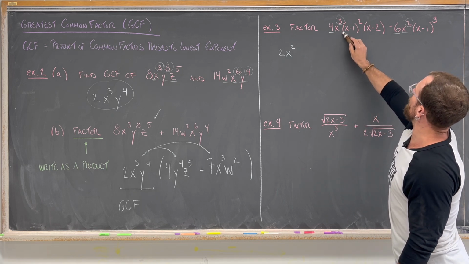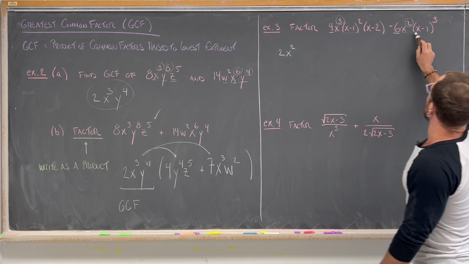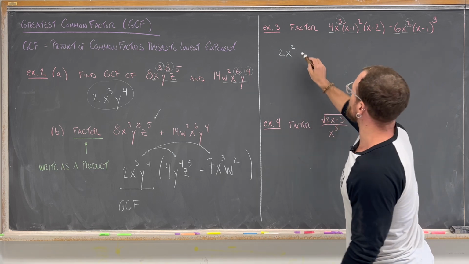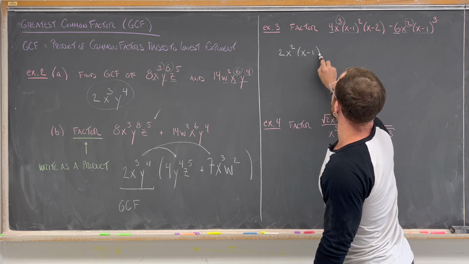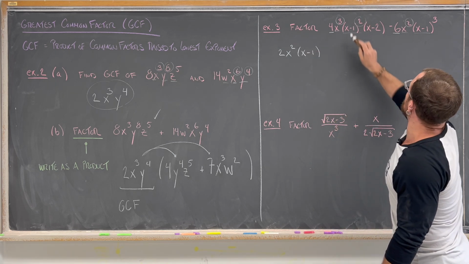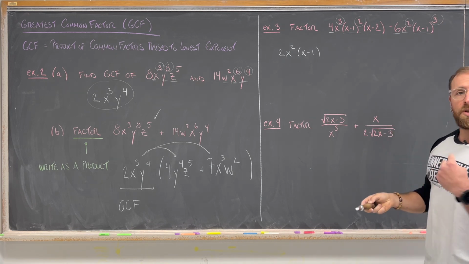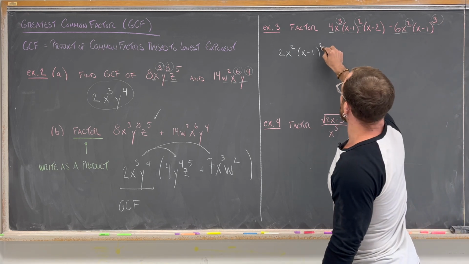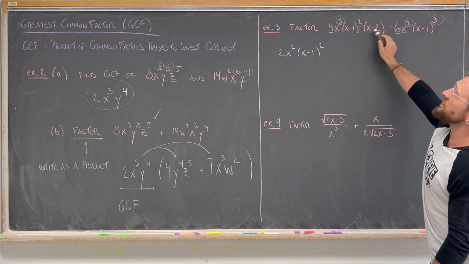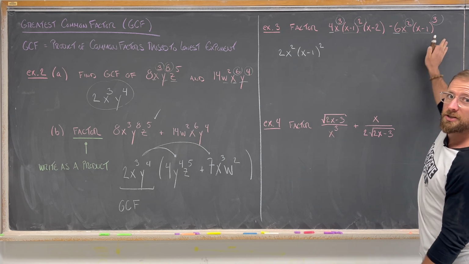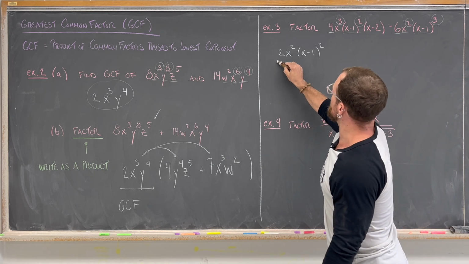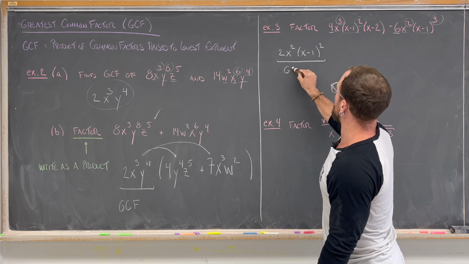There's an x minus 1 over here. There's an x minus 1 over there. That's a common factor, x minus 1. The exponents that I see are 2 and 3. The lowest one is 2. Okay? There's an x minus 2 here, but there's no x minus 2 over there, so that's not a common factor. This is now the greatest common factor.